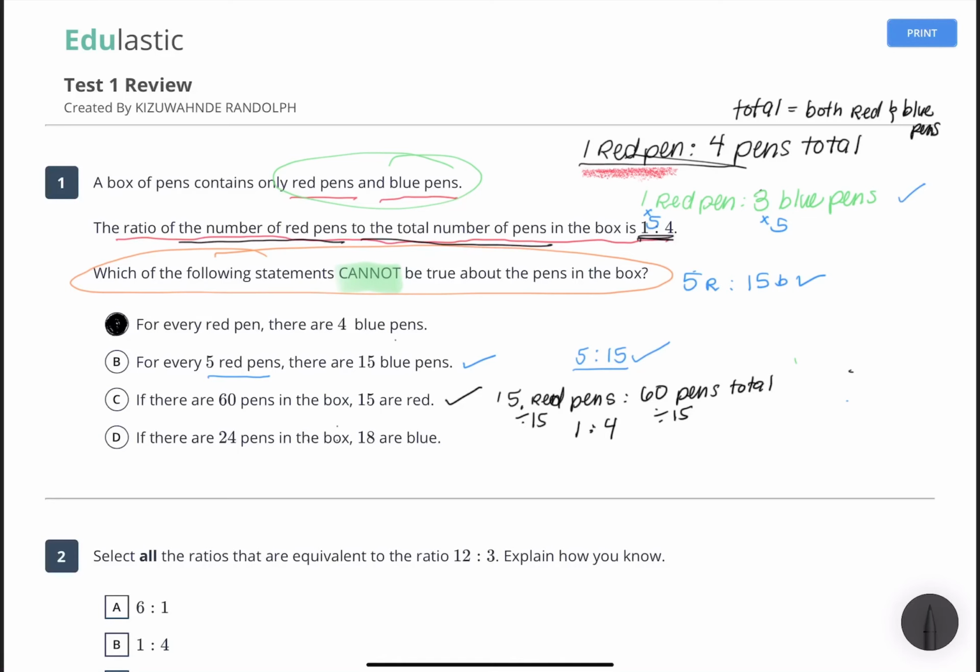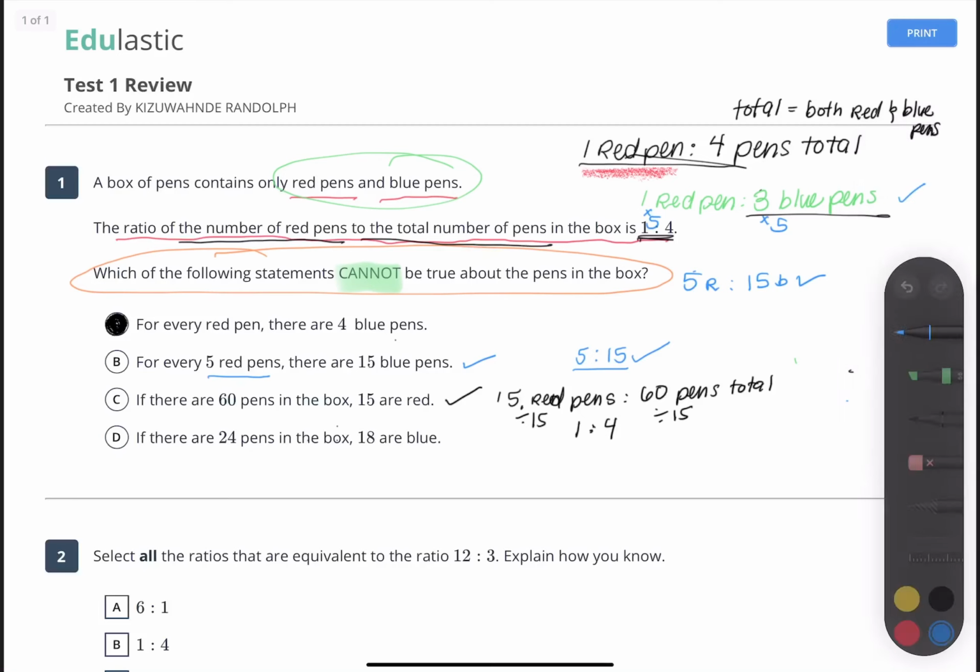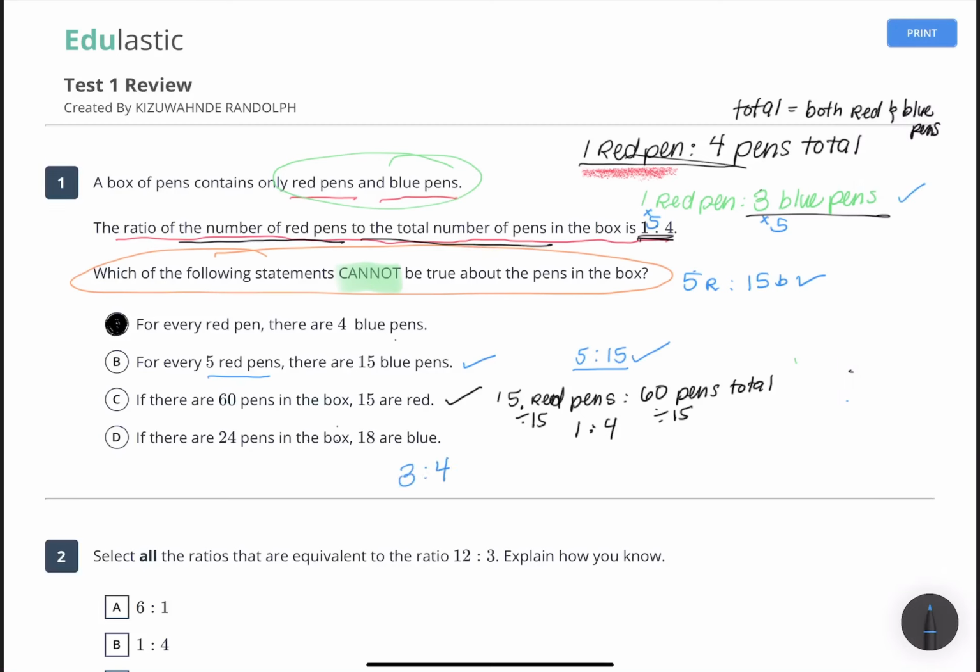Now moving on to the next one, it says, if there are 24 pens in the box, 18 are blue. Now this is also a tricky answer choice because you don't see the ratio of blue pens to the total. But we know, or if you did your math, you'll know that there's 3 pens to a total of 4 pens. So this would be the ratio for blue pens, which let's write in blue, 3 to 4. So you could solve it whichever way you like. I could use multiplication, or I could reduce these numbers down or put them in the ratio format that the question has it in and simplify.